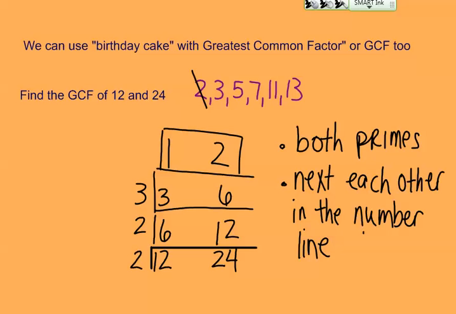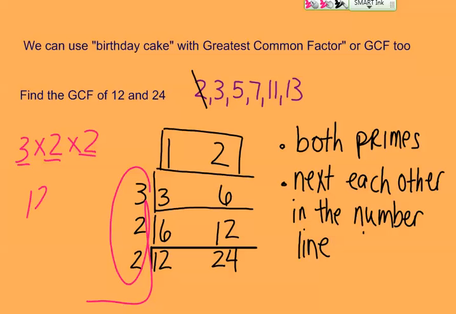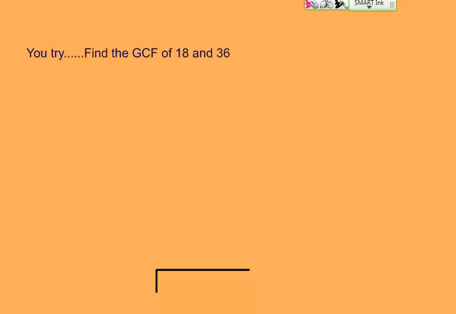And the way that you do that is you use the G in greatest common factor, and you draw a G right there. So that G is around the 3 times the 2 times the 2. So let's multiply that together. 3 times 2 is 6. 6 times 2 is 12. So the greatest common factor, the factor that 12 and 24 both have, is 12. Pretty cool, huh?